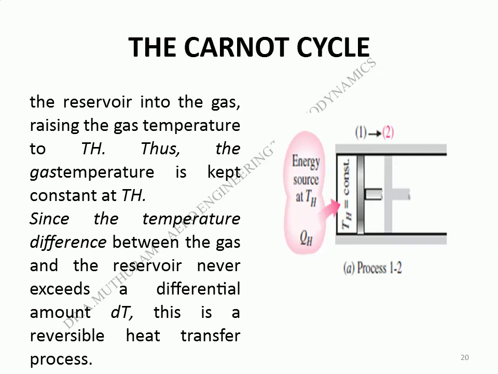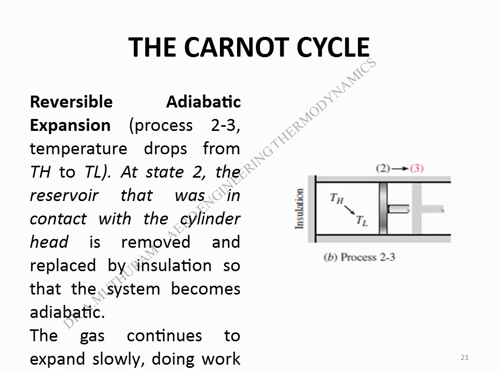Since the temperature difference between the gas and the reservoir never exceeds a differential amount dT, this is a reversible heat transfer process. It continues until the piston reaches position 2. The amount of total heat transferred to the gas during this process is QH. Reversible adiabatic expansion, process 2 to 3, temperature drops from TH to TL.